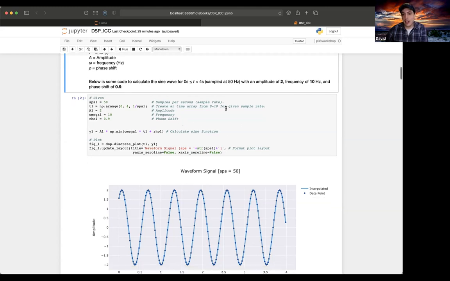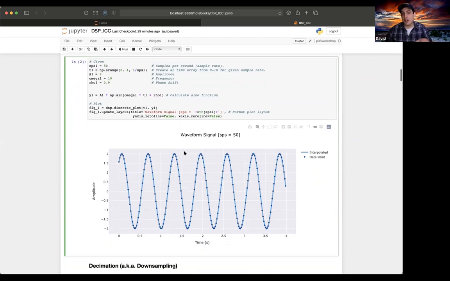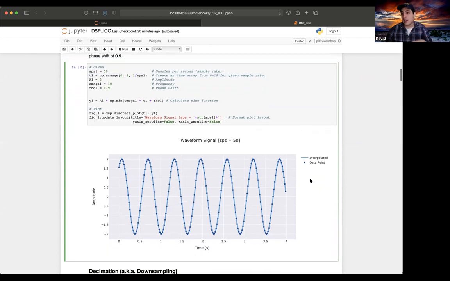But something that you have to create a lot of times in a lot of these programs, including in Python, is an array of samples. That's just the points where you're actually going to measure something. And that's what I'm doing here. I'm arranging it. Here I'm going to calculate 4 seconds, and it's going to have a sample rate of 50 hertz. So that's just the sample points, and then when we plot it, that's what we get here.